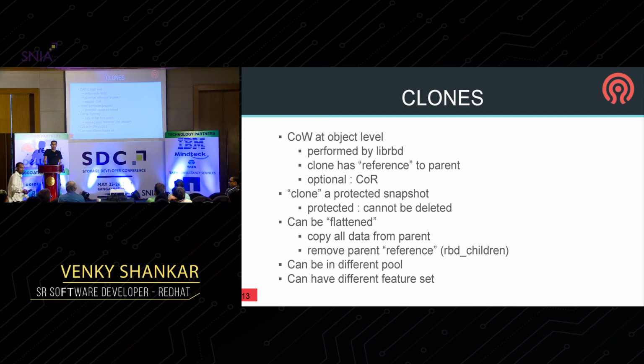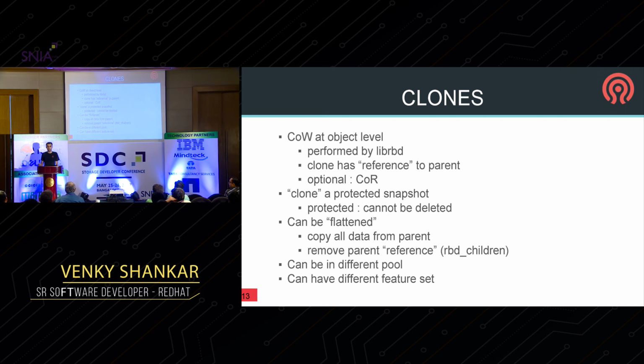Once you flatten it, it becomes a new image. When you clone it, you get a new ID. It's like a new RBD image. It needs to have a new name, a distinct name, so it gets a new ID. So it's no longer attached to the parent. Once you flatten it, there is no association with the parent. You can unprotect it and delete the snapshot. And your clones can live in different pools and have a different feature set.